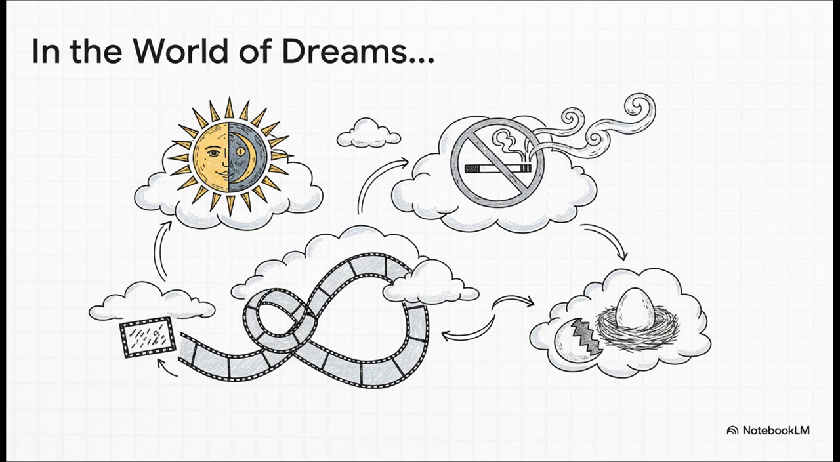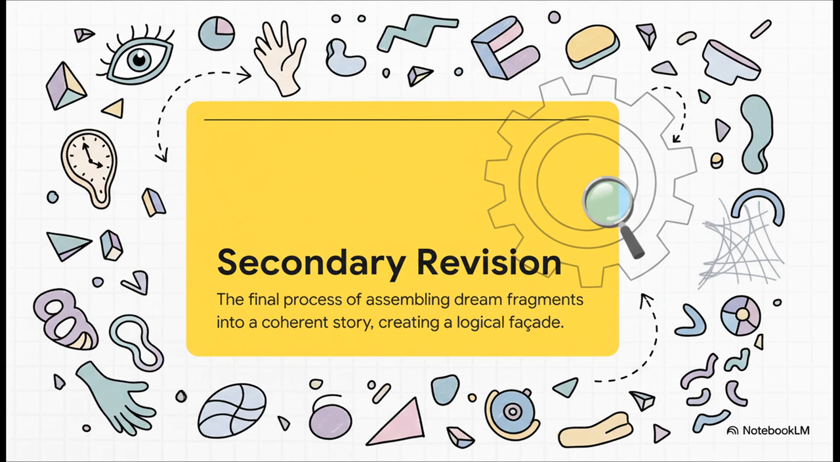It's wild. So after all this chaos, one final process kicks in, usually right before you wake up. It's called secondary revision. This is basically your rational mind looking at all these bizarre, jumbled fragments and desperately trying to stitch them into a story that makes at least some kind of sense. It creates a logical-looking cover story that we remember as the dream's plot, but honestly, it's often the most misleading part of the whole thing.